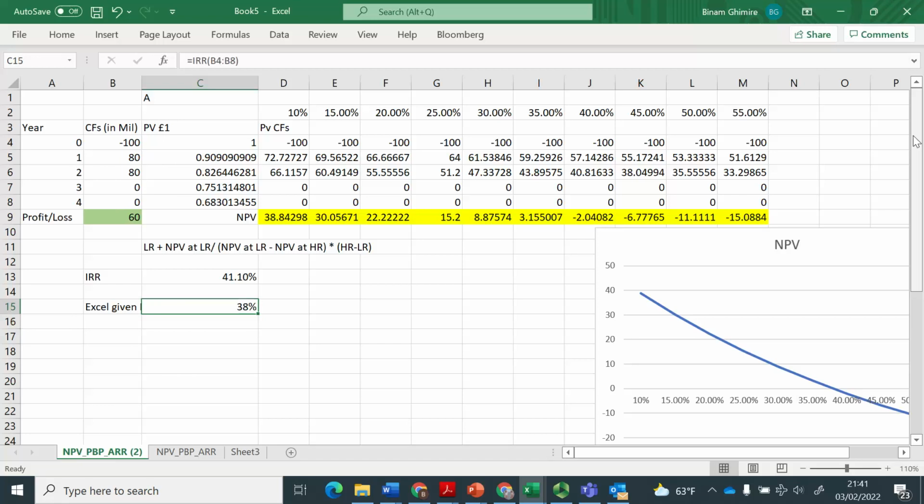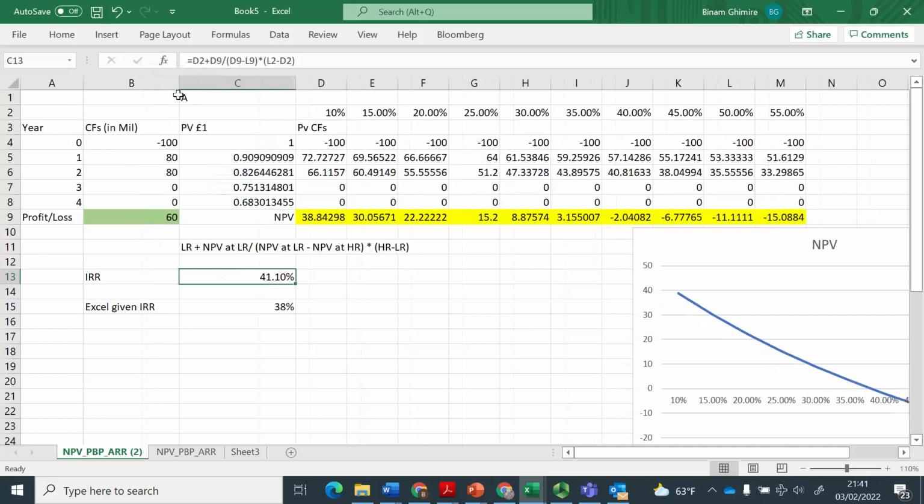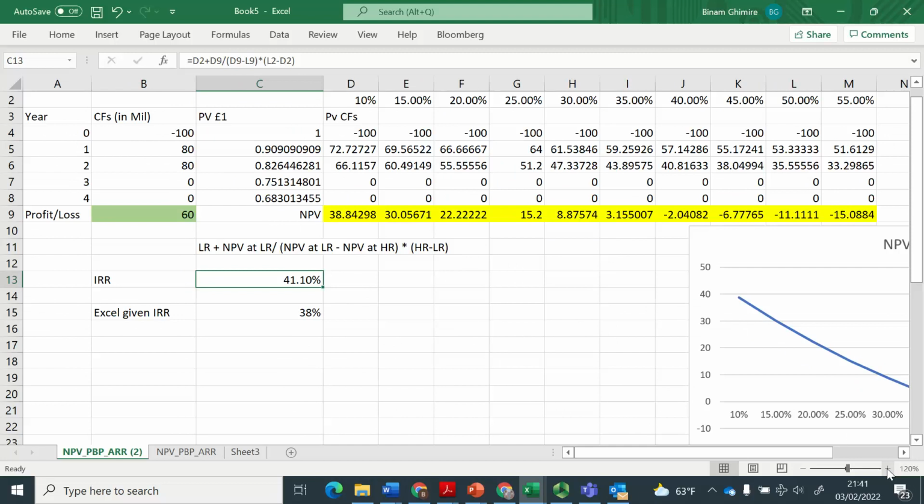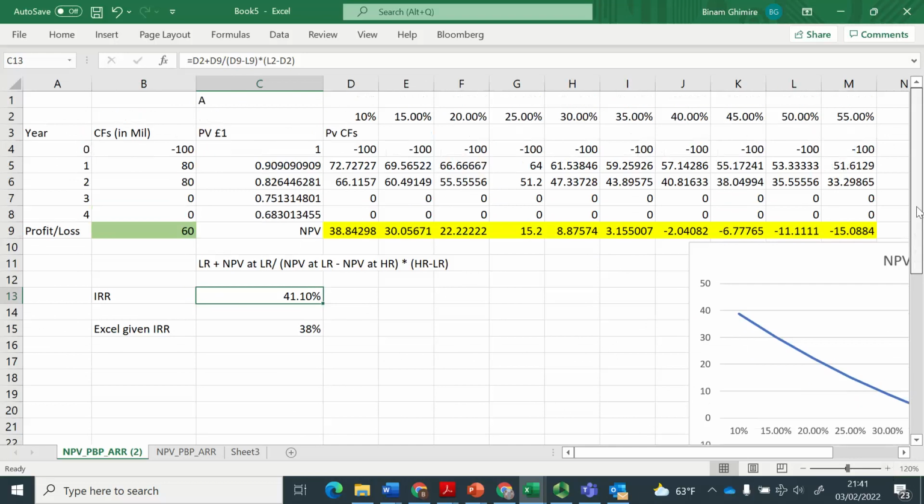Now you will say this is different from the number here. Excel's IRR is different from the manually computed IRR. So which one is correct? In a way, both are correct. And if you ask which is precisely correct, then Excel's is precisely correct.